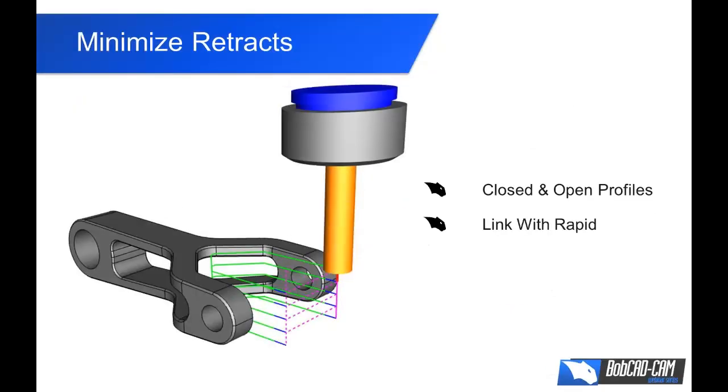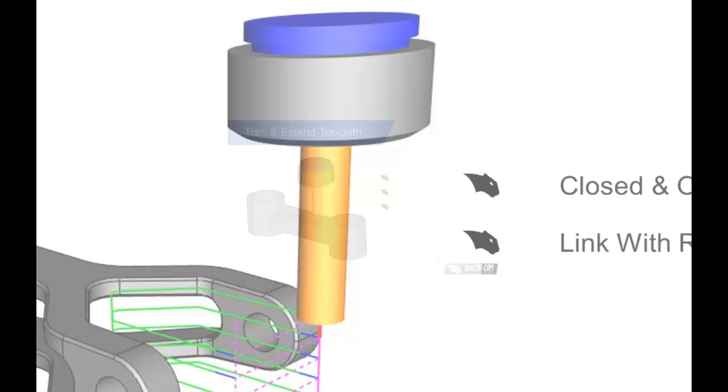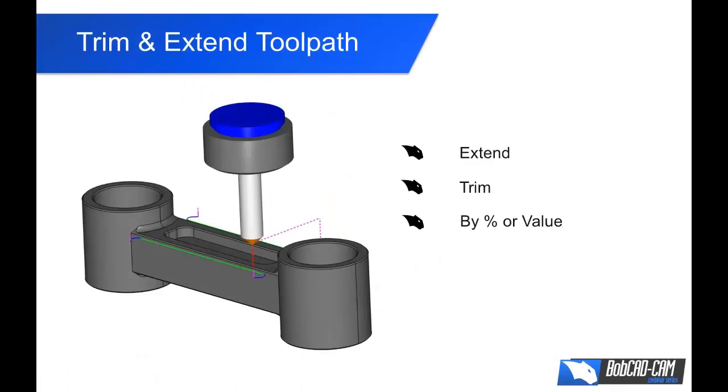The other thing we're going to look at, like I said, is minimizing retracts. We'll talk about closed and open profiles and the option to link with a rapid. The final thing we'll review is extend and trim toolpath, how you can extend and trim your open profiles. This is great for chamfering or corner rounding where you come up into shoulders and things like that.